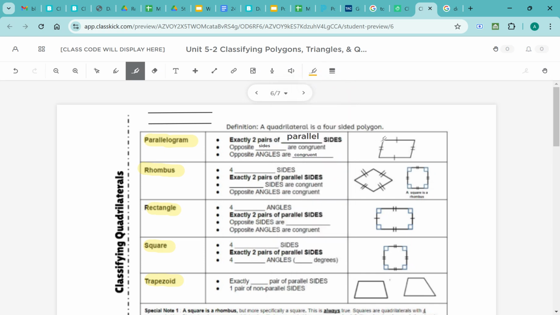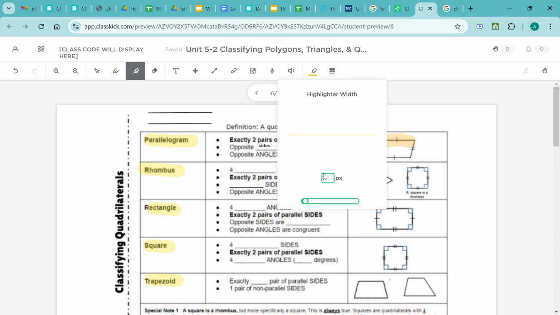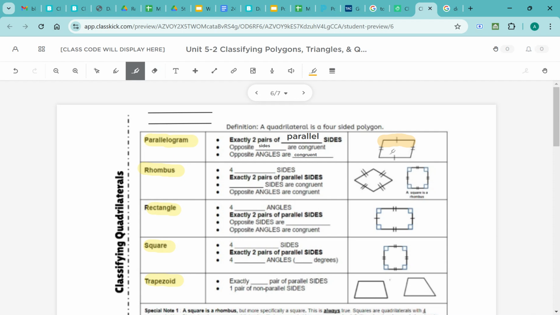So like this side is congruent to, I make the highlighter smaller. This side right here is parallel to this side right here. And then this side right here is parallel to this right here. They're parallel and they're congruent, right? The orange sides are congruent because they have the dash through them. And then the green sides are congruent because they have two dashes. So if the dashes match, you know those sides are congruent.